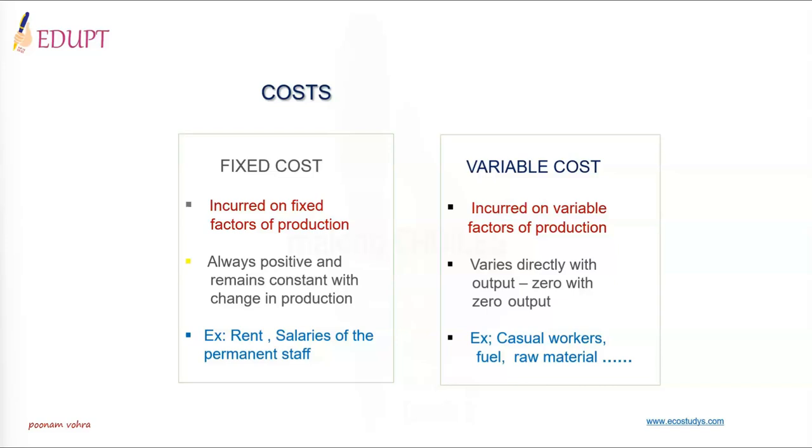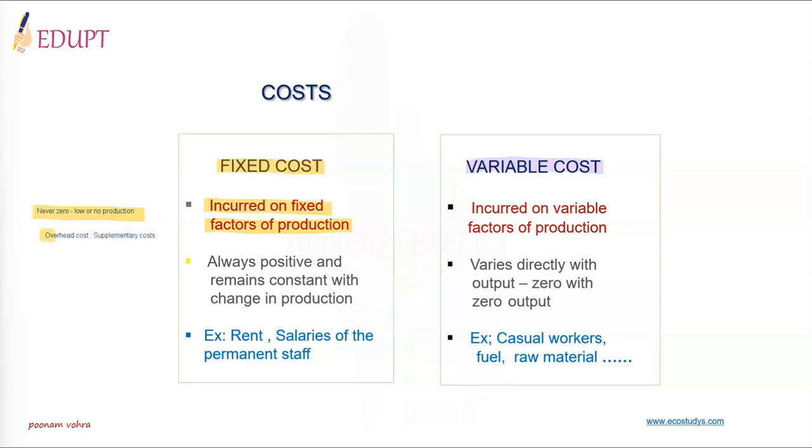Economic costs is subdivided into fixed costs and variable costs. Fixed costs are the costs which do not change with change in output of a good. These are incurred on fixed factors of production. Fixed costs are never zero, whether there is low production or no production.